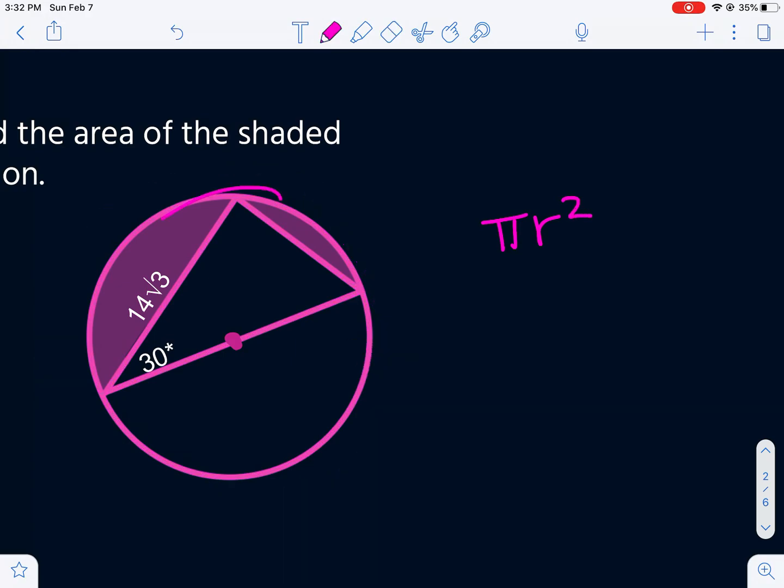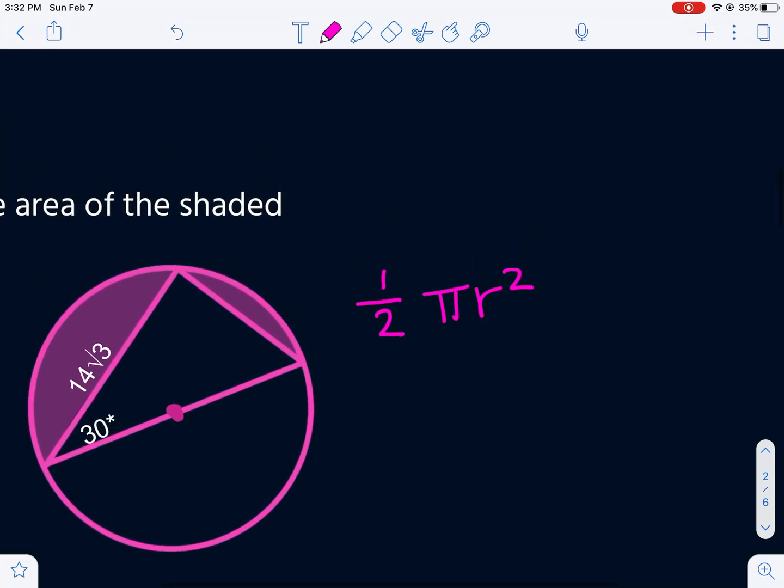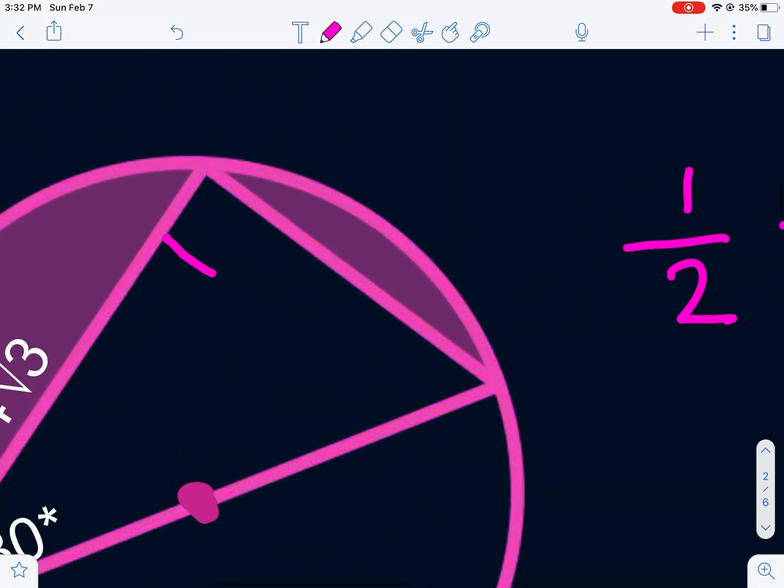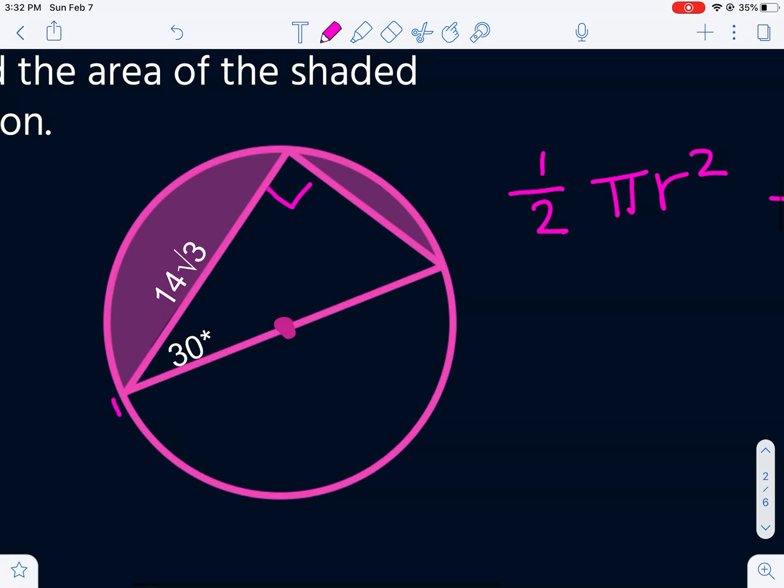Then I'm keeping just half of that. So I have half pi r squared. And out of that, I'm taking away a right triangle. And a triangle's area will be half base times height. I know this is a 90-degree angle because it is inscribed in a semicircle. So it'll be half of 180 or 90 degrees.